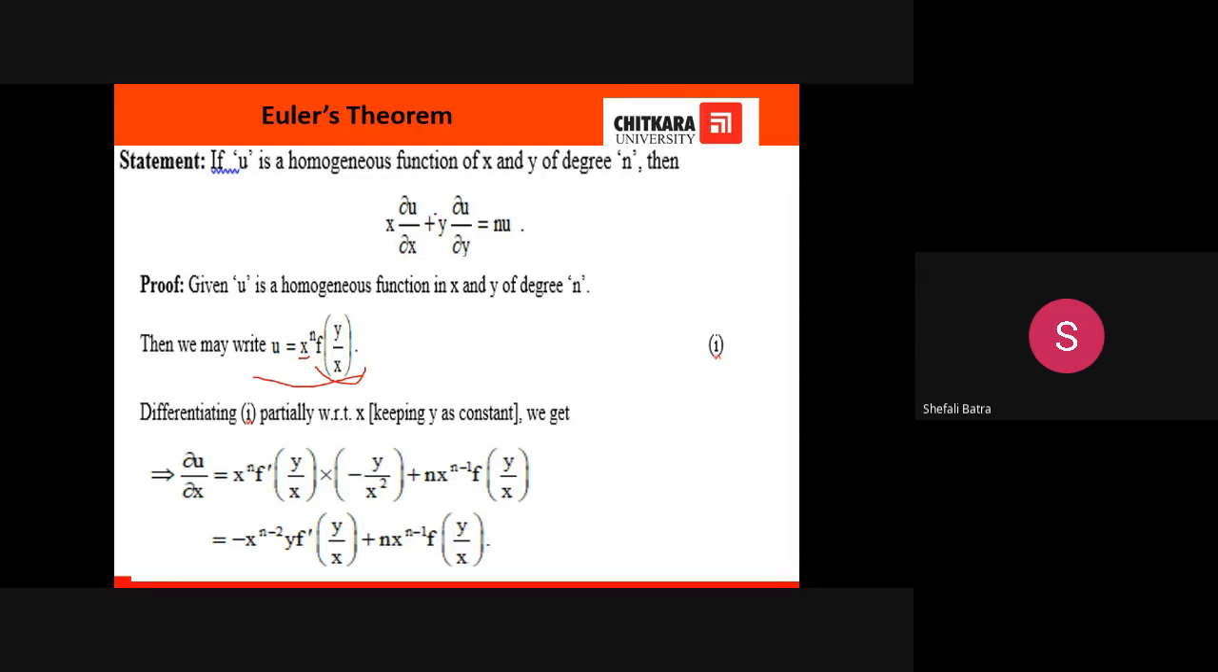Right? And then you need ∂u/∂y. So you need to differentiate this with respect to y. So uy, x constant, x power n as it is, f dash y by x into 1 by x. So you will simplify it: x power n minus 1, f dash y by x.